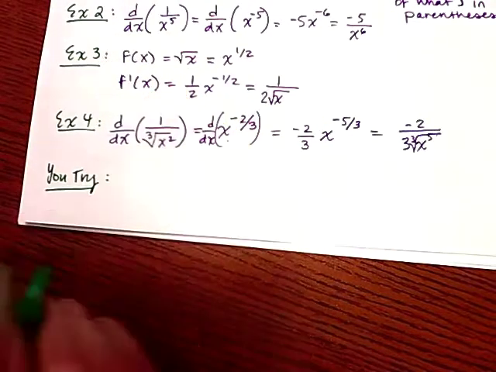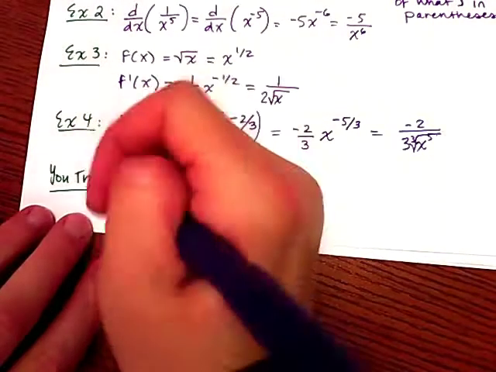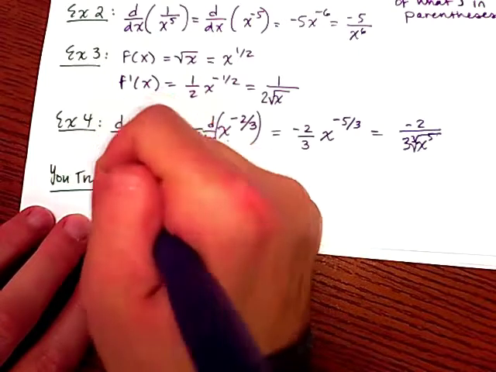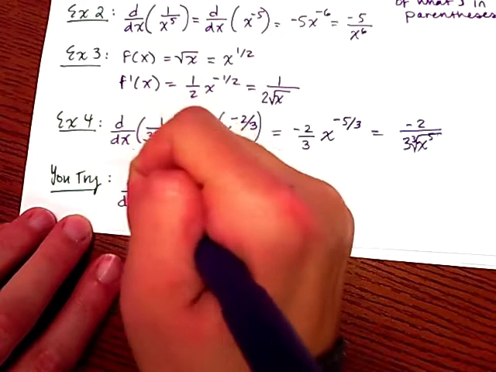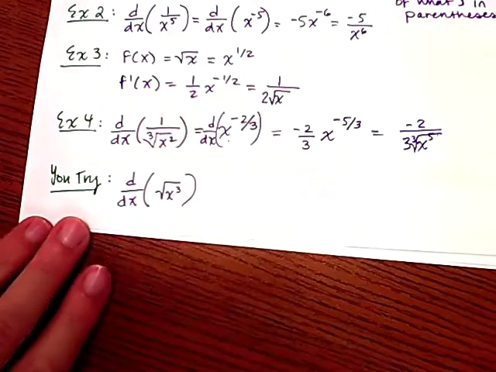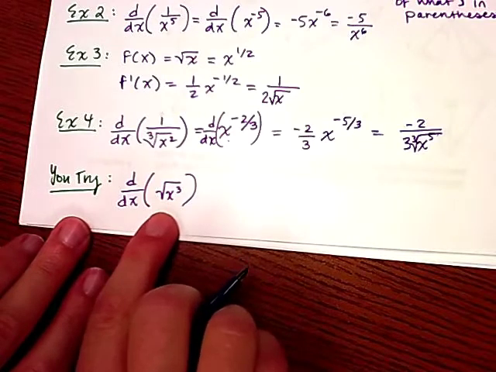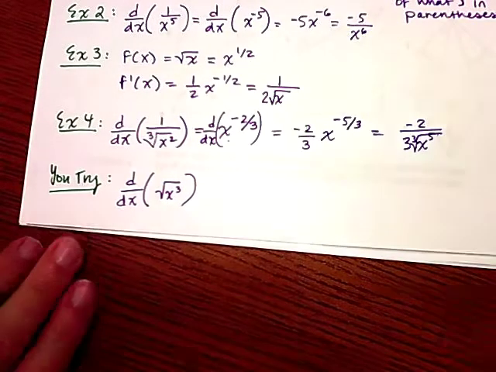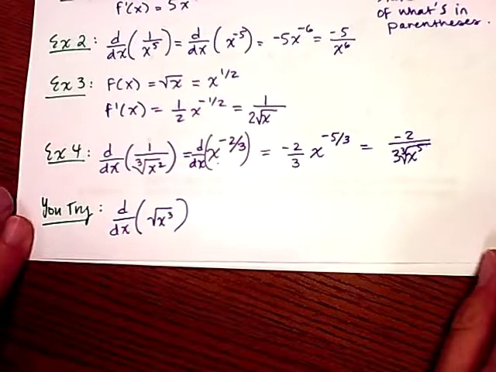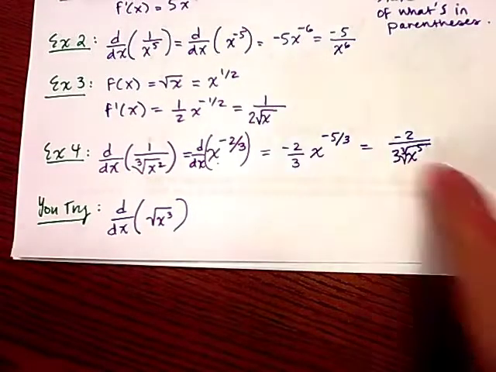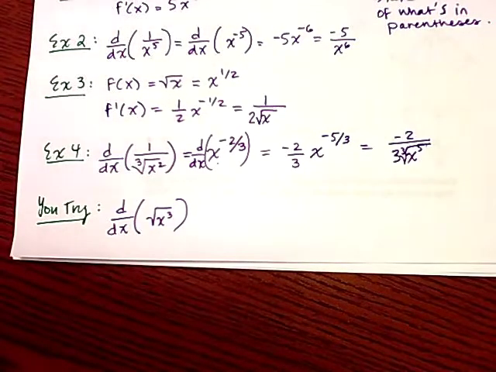So you try, I want you to find the derivative, d/dx, of the square root of x to the 3rd power. Remember, to start, you're going to need to rewrite the square root as a fractional exponent and then go from there. So pause the video, try that one out, and then I'm going to keep going. We have 2 more rules to talk about.